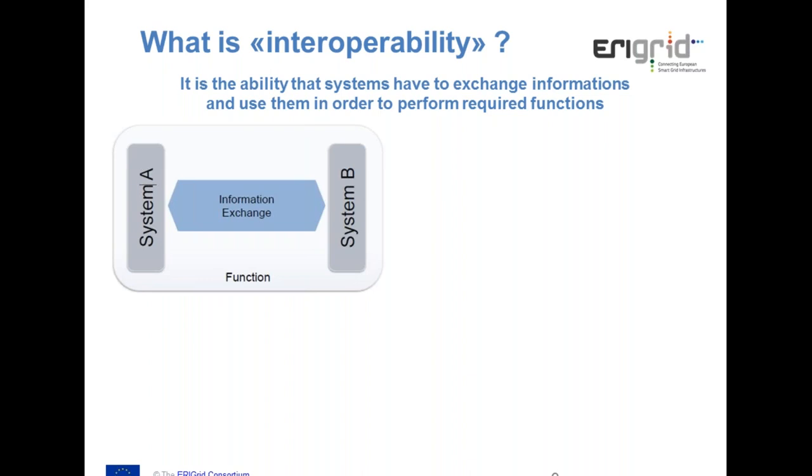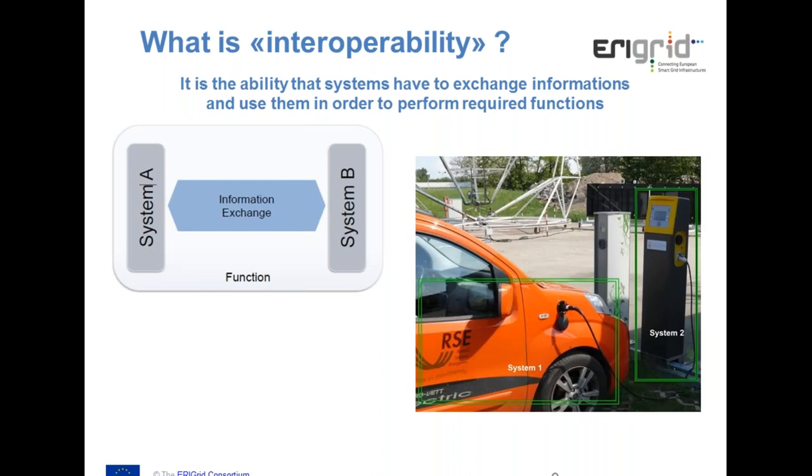Like you see in this simple illustration, you have two systems, system A and system B. They have to exchange information. The final purpose of this information exchange is, of course, to implement some specific function, which is the real goal. To give a very simple example, I can have an electric vehicle, which is system A in the picture, and an electric vehicle charging point, which is the second system. These two systems can exchange information regarding the recharging process in order to carry out the desired function, which is to charge the car.